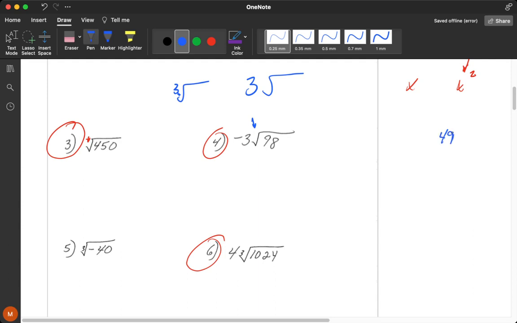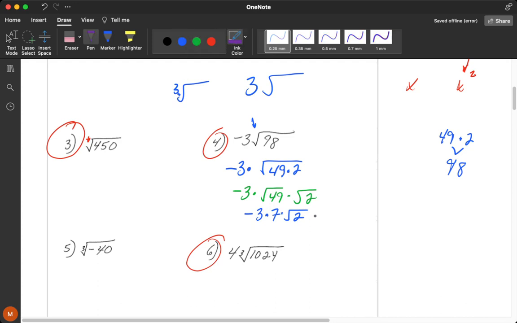Well, 49 does. And 49 goes into it 2 times. So I'm going to rewrite this as -3 times. So that's what this is meaning. We're multiplying whatever we pull out of here, we need to multiply it by the -3. So it's times 49 times 2. You don't have to separate them, but you can if you want. So it's -3 times the square root of 49 times the square root of 2. What is the square root of 49? It's 7. So it's -3 times 7 times the square root of 2. And -3 times 7 is -21. So it's -21 times the square root of 2.